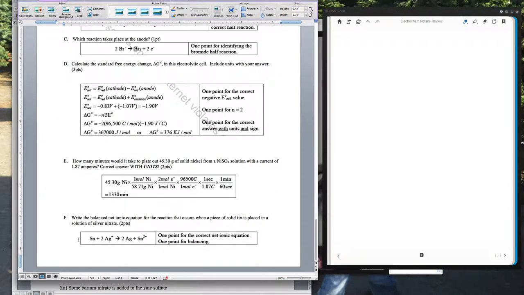Are there going to be stuff like 2E? You mean this one right here? The plating out the 45.3 grams? Yeah, because I'm not good at those. Yes, there are a couple questions like this. One of them multiple choice and one of the free response.